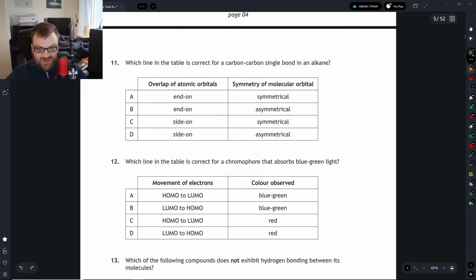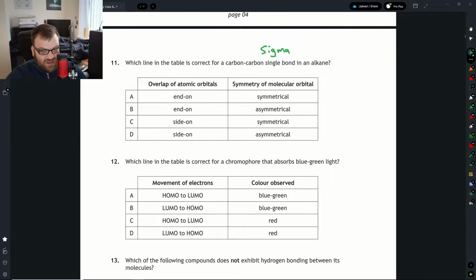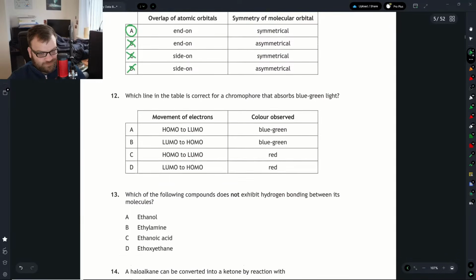Here we're asked about single bonds. We are talking about a sigma bond. Our sigma bonds are our end-on overlap. If it was a pi bond, it would be side-on. I'm going to rule out the 2 side-on ones. In terms of the shape of it, it depends on the 2 chemicals that are joining together. We have the same chemical joining together. You would have a symmetrical orbital, because the pulls from both of them are equal. If one of them had a higher electronegativity, you might end up with an asymmetric orbital. So A would be your correct answer for 11.